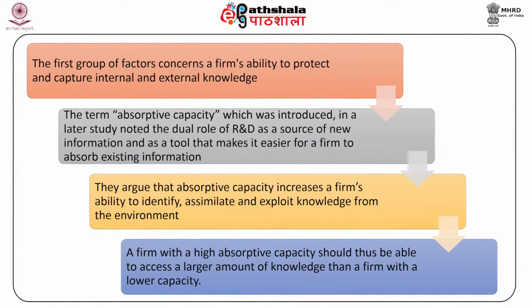The first group of factors concerns a firm's ability to protect and capture internal and external knowledge. The term absorptive capacity, which was introduced in a later study, noted the dual role of R&D as a source of new information and as a tool that makes it easier for a firm to absorb existing information. They argue that absorptive capacity increases a firm's ability to identify, assimilate and exploit knowledge from the environment. A firm with a high absorptive capacity should thus be able to access a larger amount of knowledge than a firm with a lower capacity.